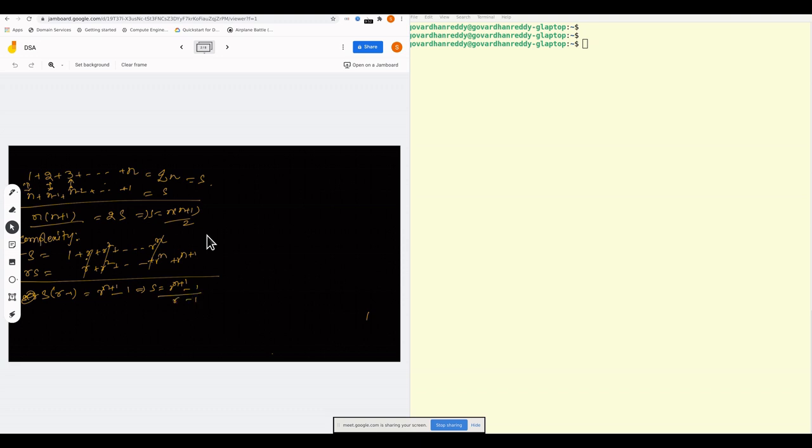So this is for the case when r is greater than 1. You can take it as homework or practice yourself what happens when r is less than 1. Of course, the higher terms converge to 0, so this can also be an infinite series. Briefly, 1 plus r plus r square plus so on, in fact till infinity, is equal to 1 by 1 minus r.